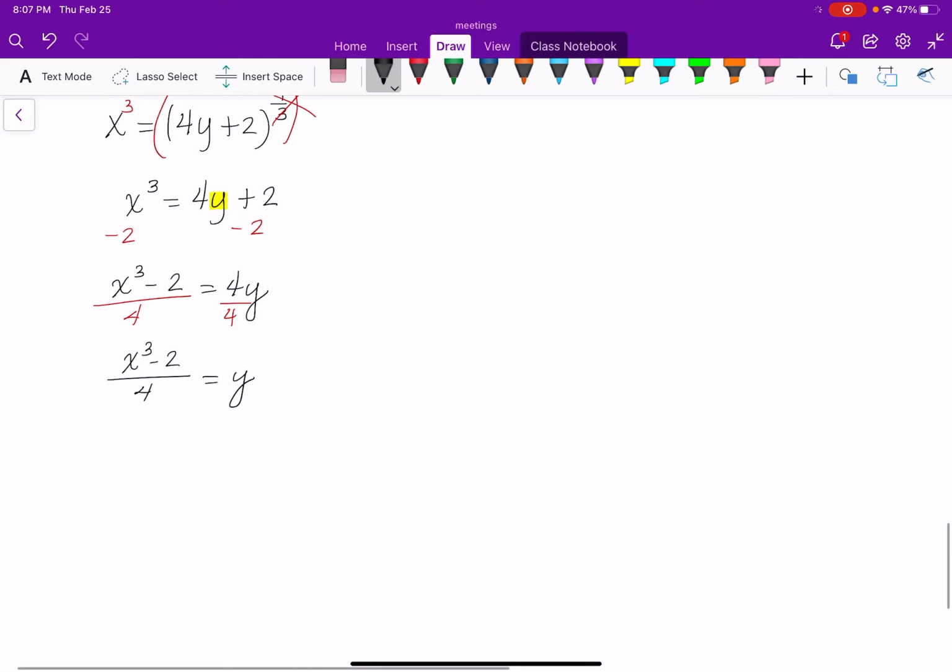And then again, we're going to change this back over into function notation. If you remember, the letter we used in this one was k. So we're going to have k to the -1 of x, and it's going to equal x cubed minus 2, all over 4. And this would be our answer here.